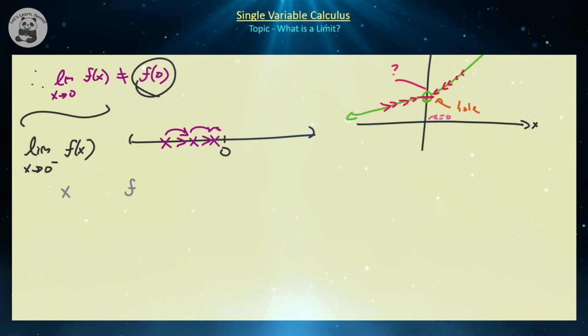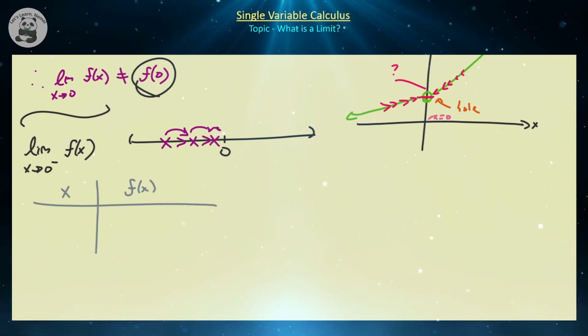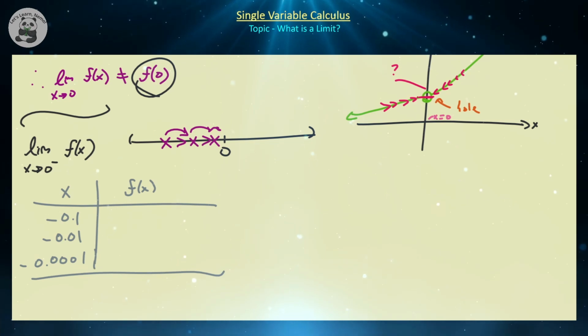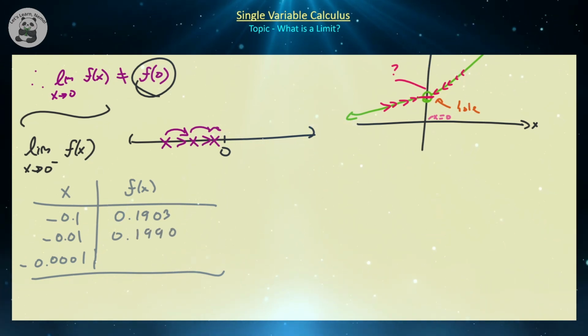So here are my x values, and here are my associated f of x values. You can be a little bit flexible with these points. For example, we could choose negative 0.1, negative 0.01, and negative 0.0001. Let's just look at these y values. If you plug these into your calculator, we get something approximately equal to 0.1903, and for that one, you're going to get 0.1990, and then for this, you're going to get 0.199999, and so on.